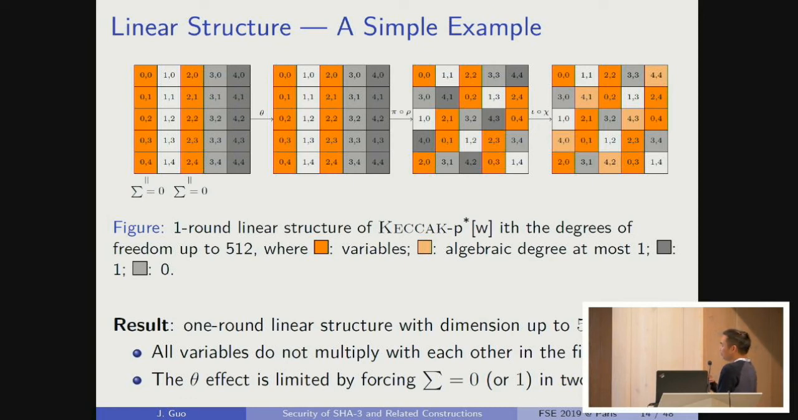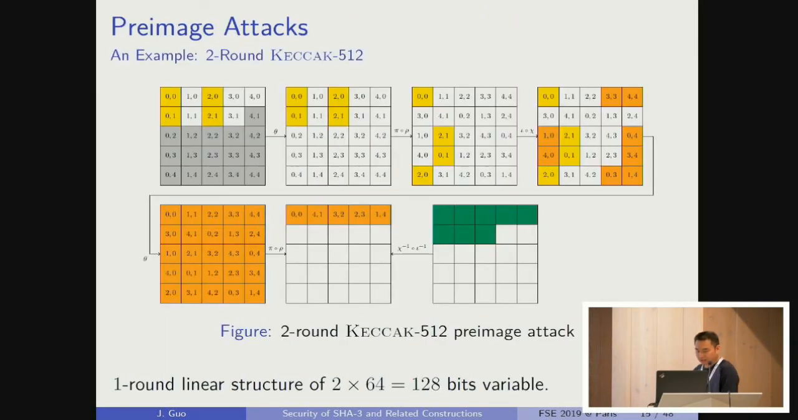So our task is to find such linear structures for as many rounds as possible and with dimension size as large as possible. Because if we can cover more rounds, we can attack more rounds. And if the dimension size is big enough, we can make use of the variables for other purposes, like preimage finding. So here's an example of a 2-round Keccak 512 preimage attack.